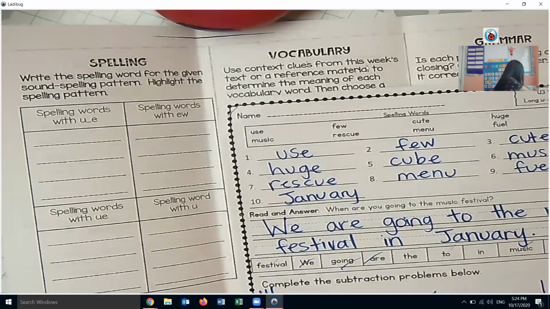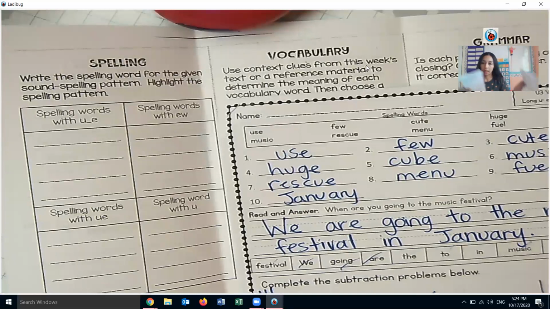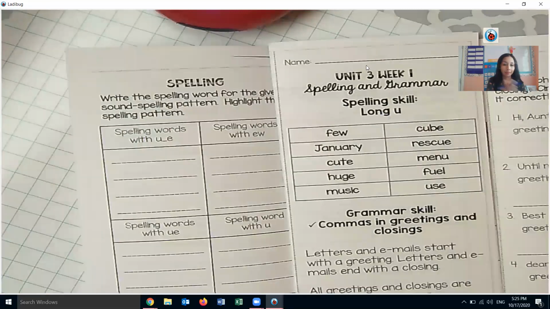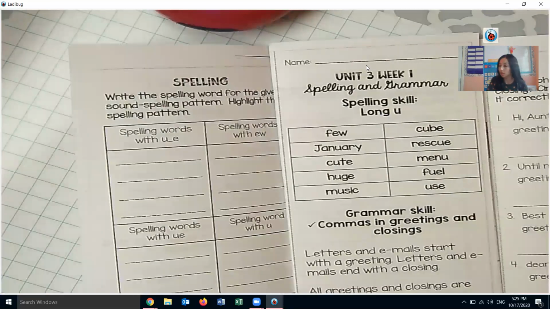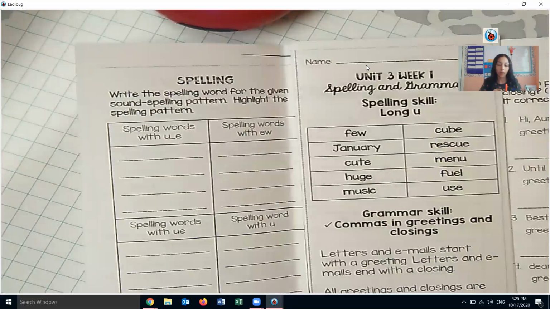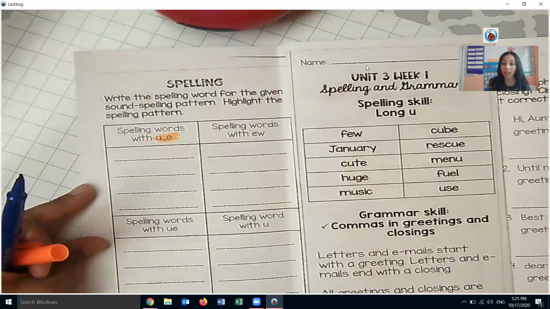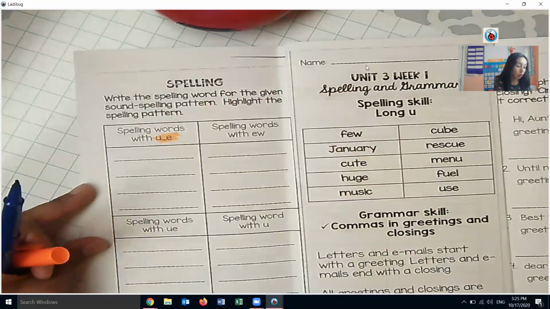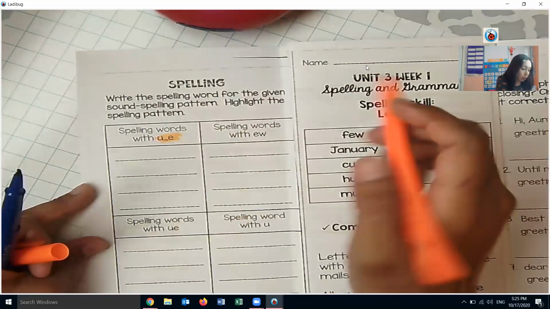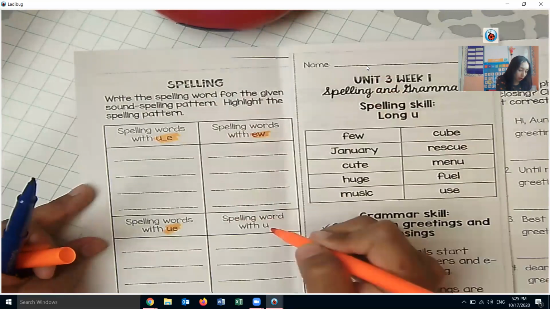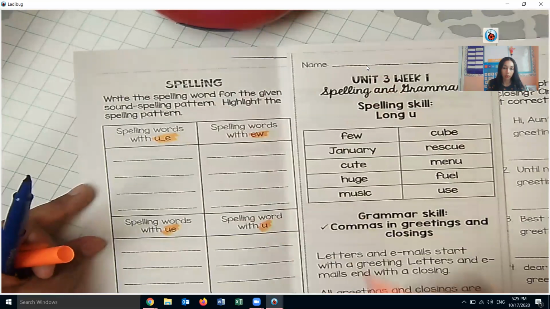Here it is. Oh, I think this will be easier to see actually, just because they're a little bit bigger. So, words, let me grab my highlighter. Words with U, then some letter in between, and ending in E, those words are going to go here. Words with EW will go here. UE will go there, and then just U will go there.